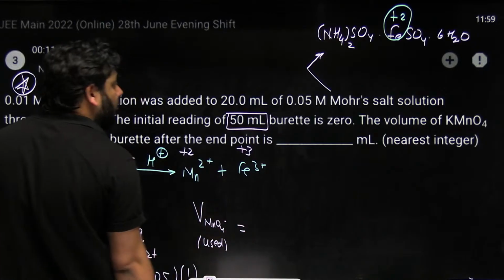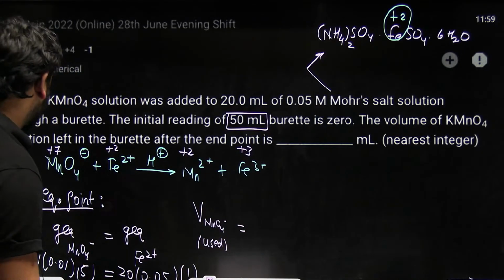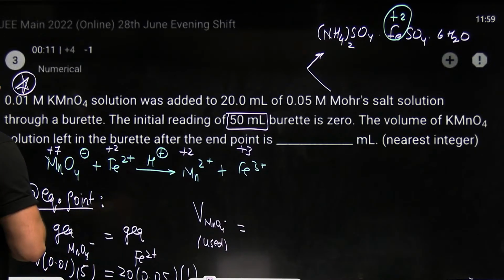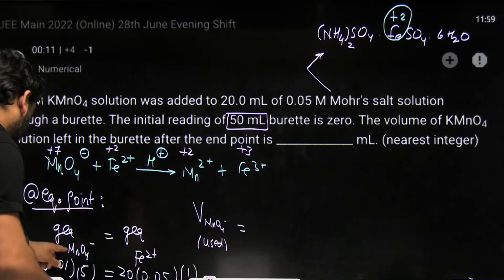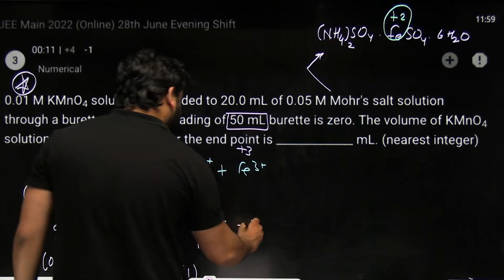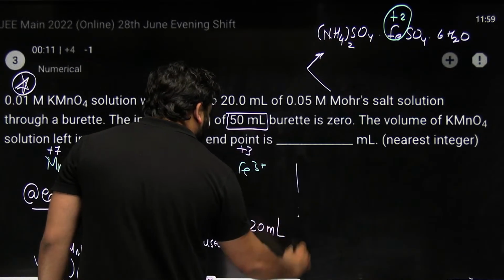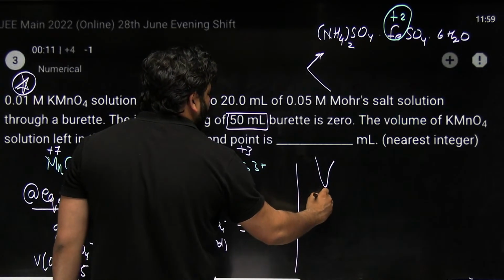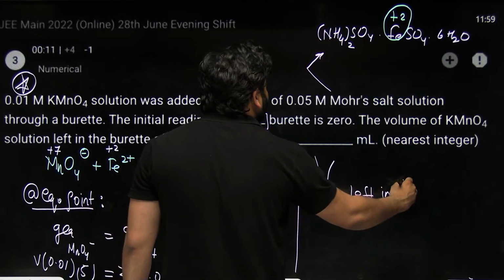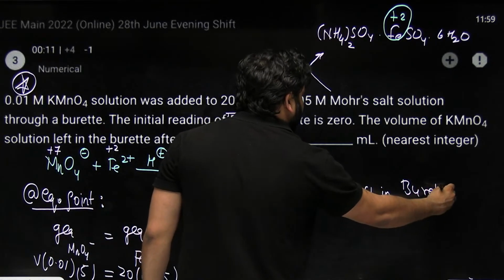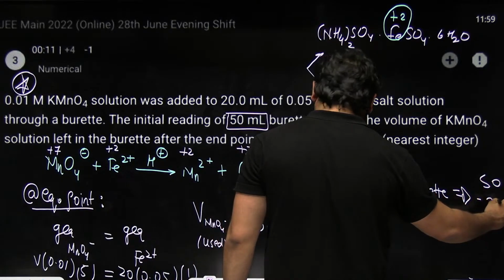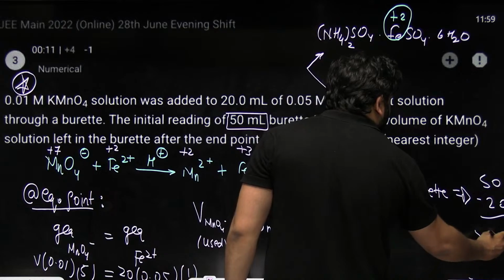Used is equal to how much, guys? So this is 0.01 cancelled up, 20 ml. So if it is 20 ml, then what is the volume of KMnO4 left in the burette? The burette was initially having 50, then 20 is used. I guess 30 ml should be the correct answer.